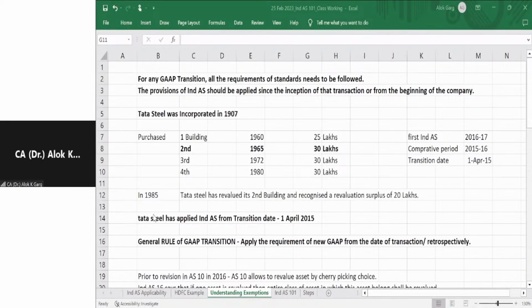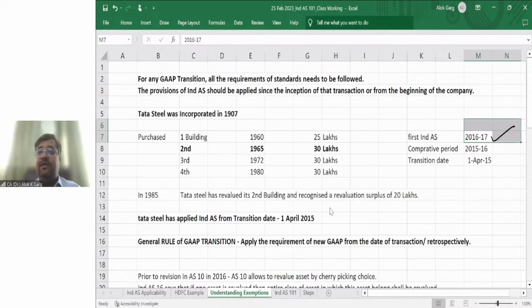Tata Steel applied Ind AS for the first time in the year 16-17, right? If the adoption year is 16-17, what is the comparative year? 15-16 is the comparative year. What is the transition date? Opening of the comparative, which is 1st April 15.